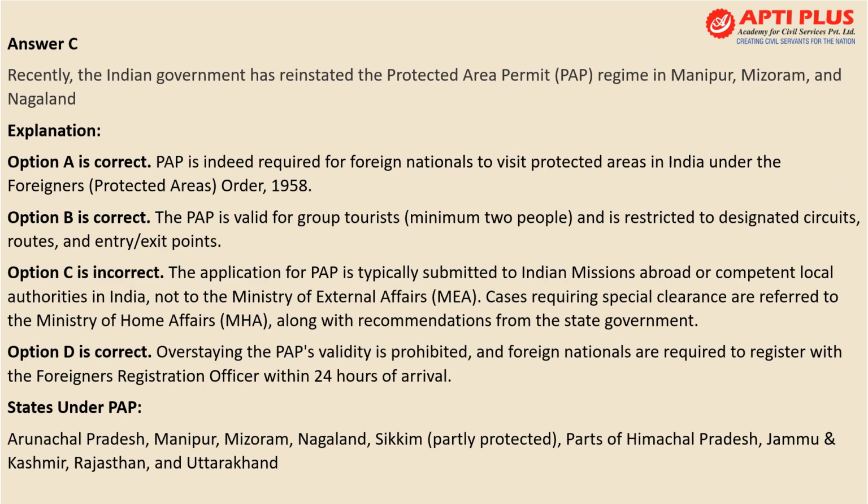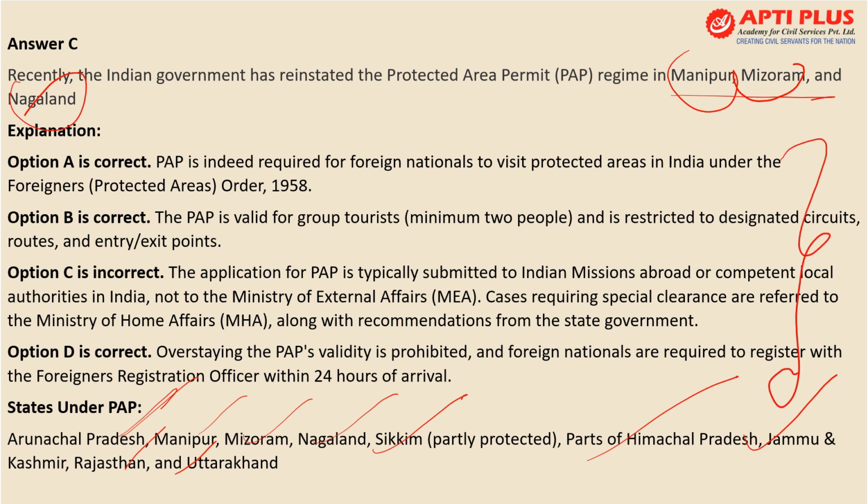Why is this topic in the news? Because the government has reinstated this PAP regime in Manipur, Mizoram and Nagaland. Earlier it was not present in Manipur, Mizoram and Nagaland. Other states where this regime is present are Arunachal, Manipur, Mizoram, Nagaland, Sikkim, Himachal Pradesh, parts of Jammu Kashmir, Rajasthan and Uttarakhand. So these are the places where this regime is applicable. With respect to the explanation, I have already explained it with the options.